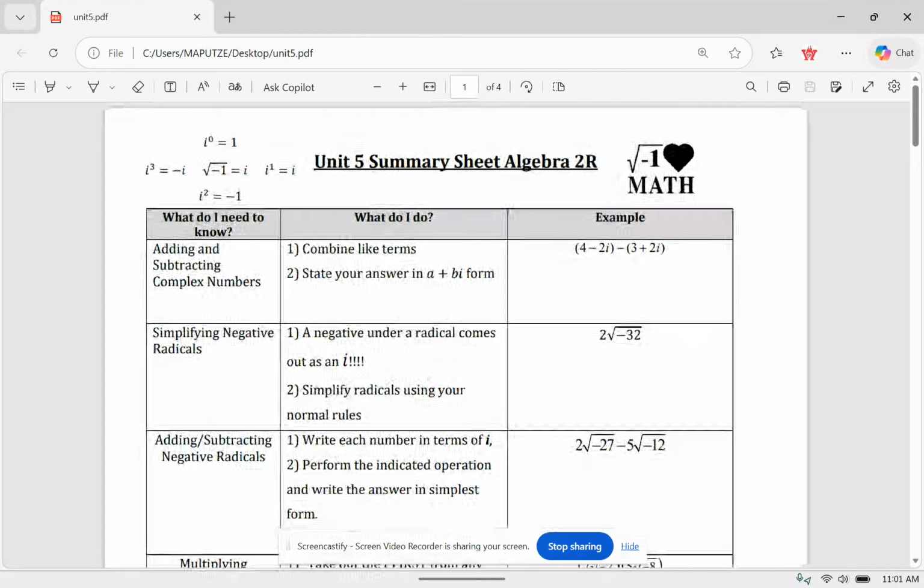So first thing I want to point out is your rules of i, or your powers of i, are up here in the corner. Where does i come from? It is the square root of -1.